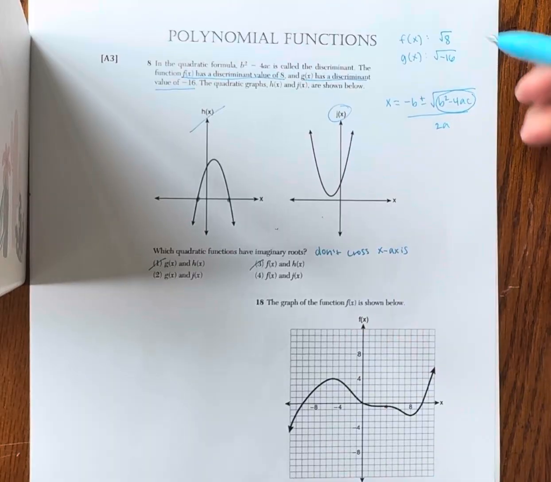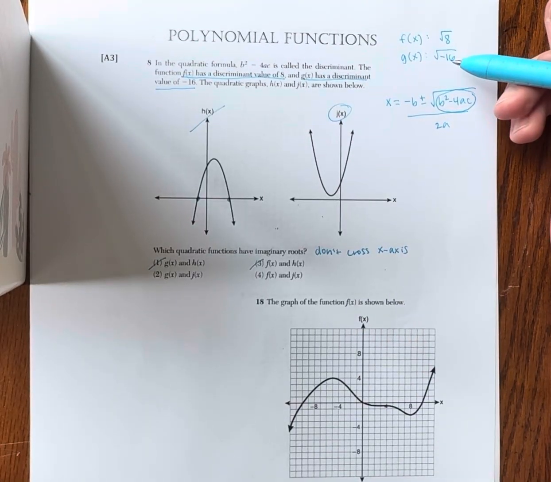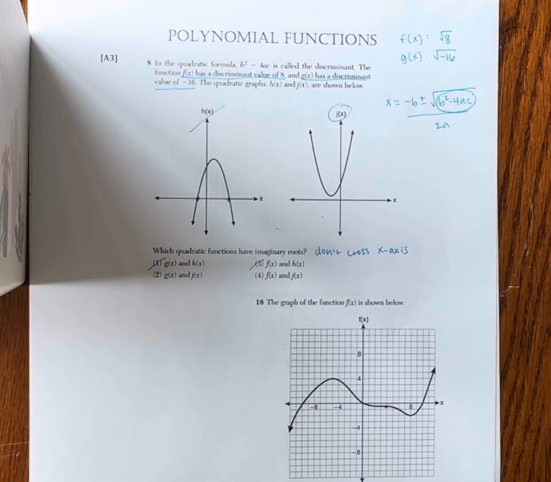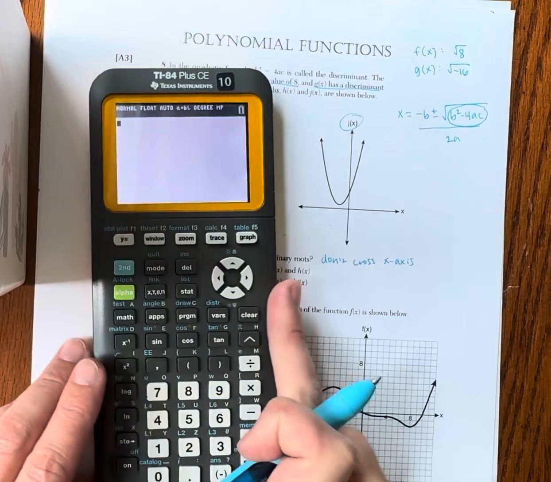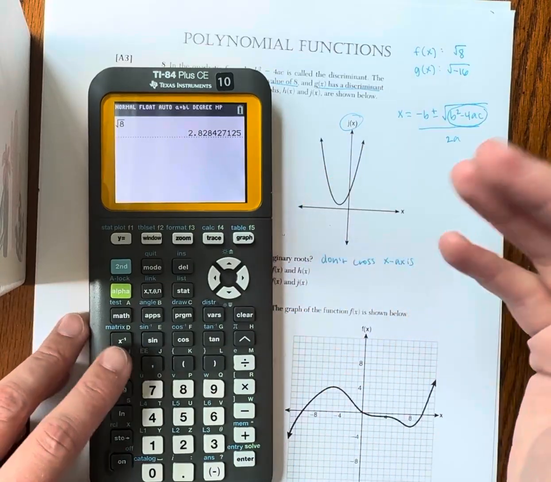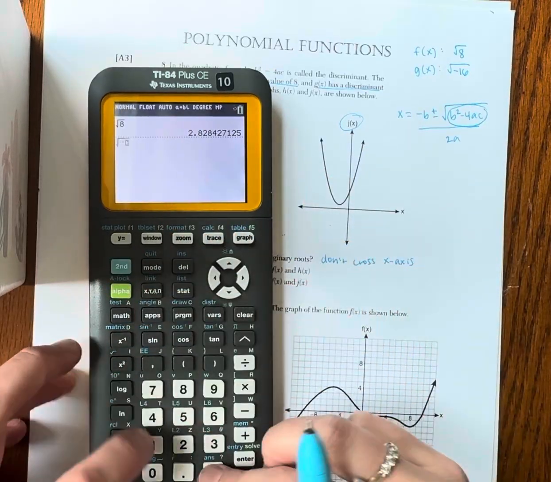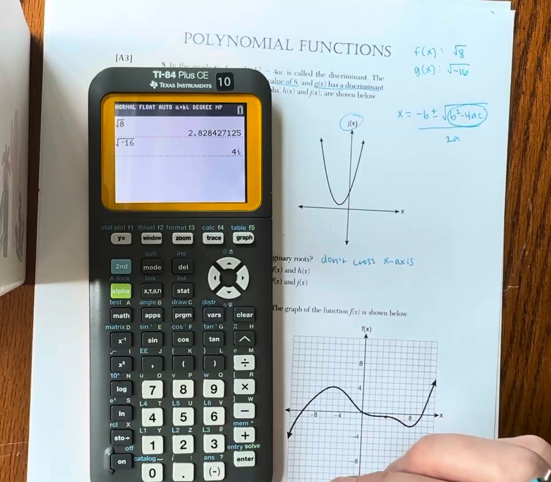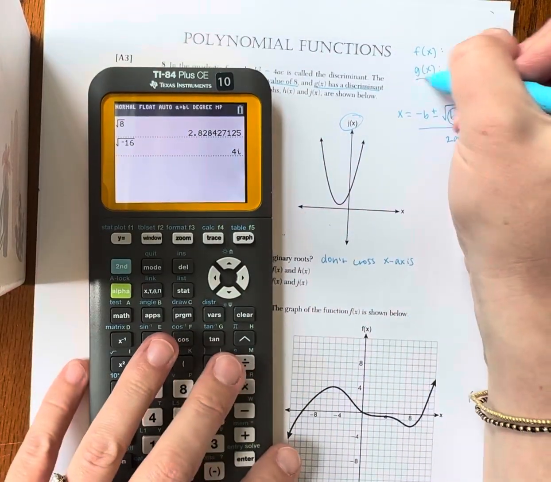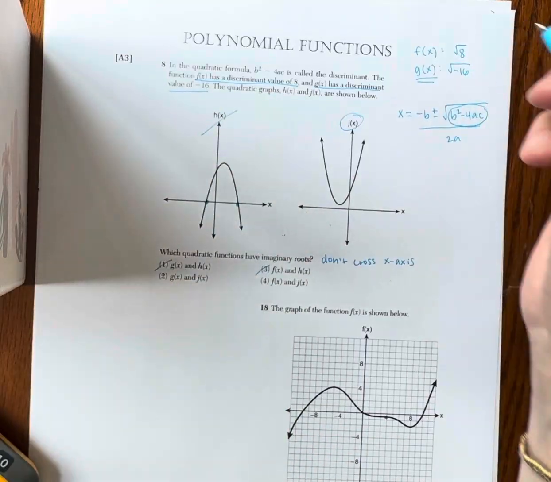Now the other info that's given is this. So underneath the radical is an 8, and underneath the radical is a -16. If I type in square root of 8, I get a regular old decimal. If I type in square root of -16, I get an imaginary number. So G is also going to have imaginary roots.